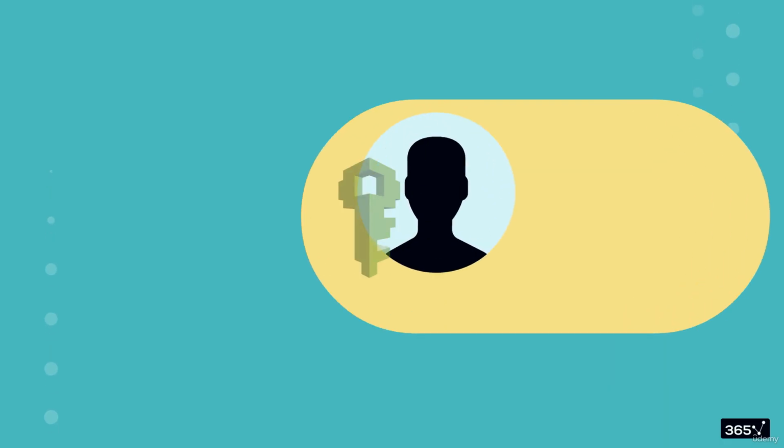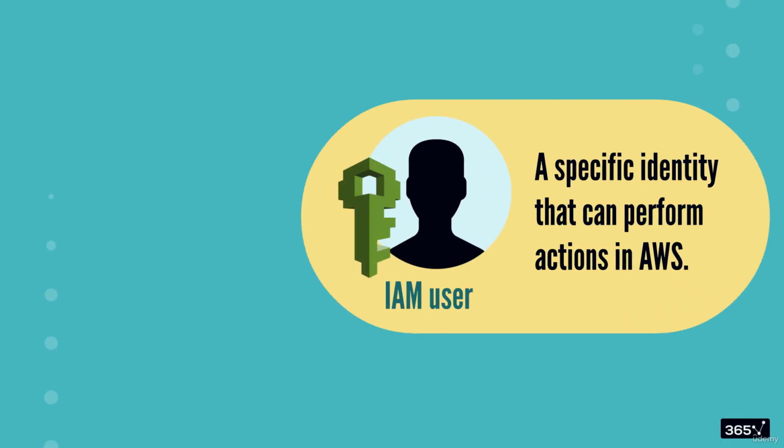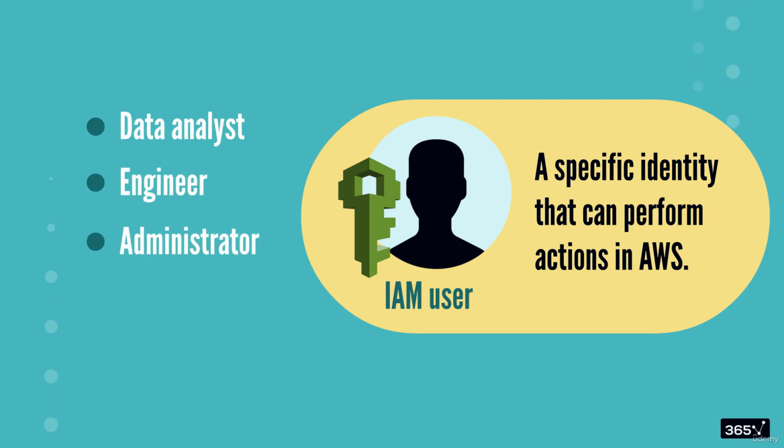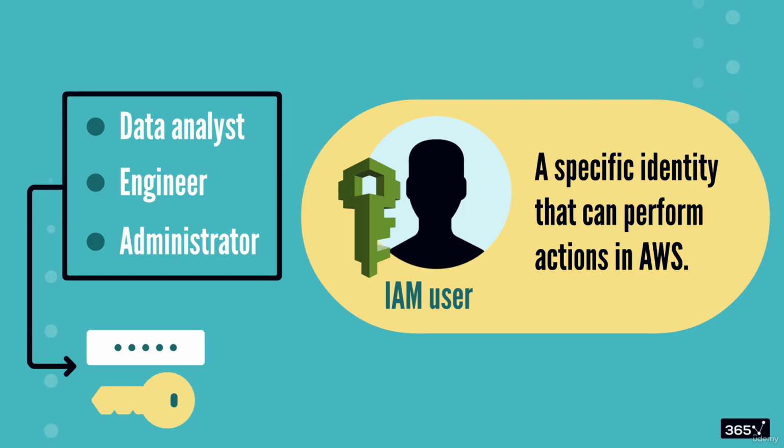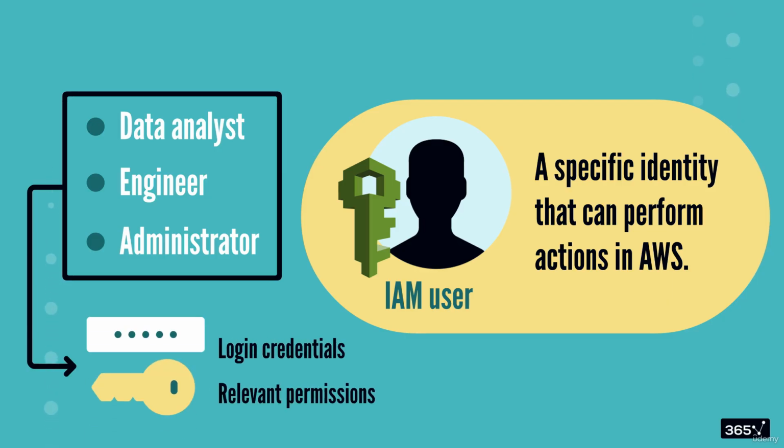An IAM user represents a specific identity that can perform actions in AWS. This could be a data analyst, an engineer, or an administrator who needs access to AWS services. Each user can be configured with login credentials and assigned relevant permissions.